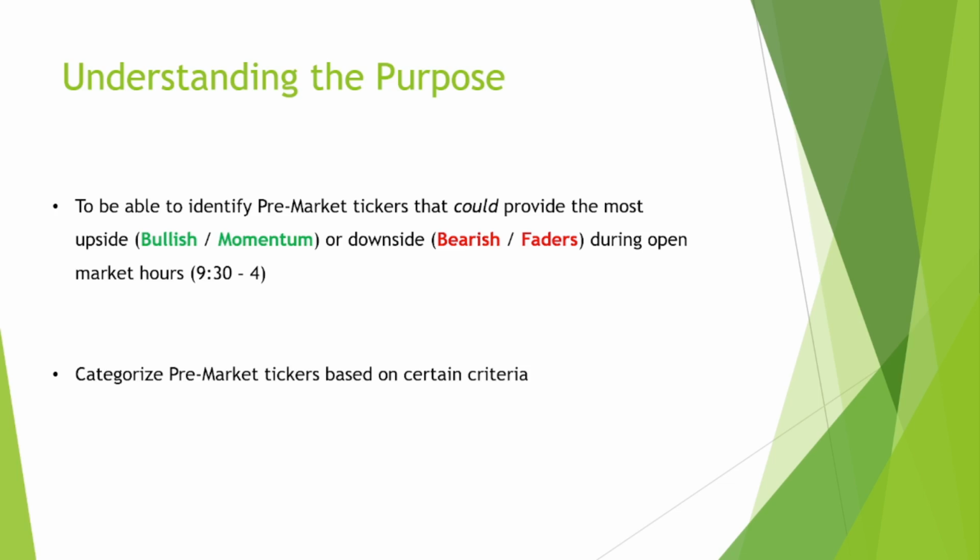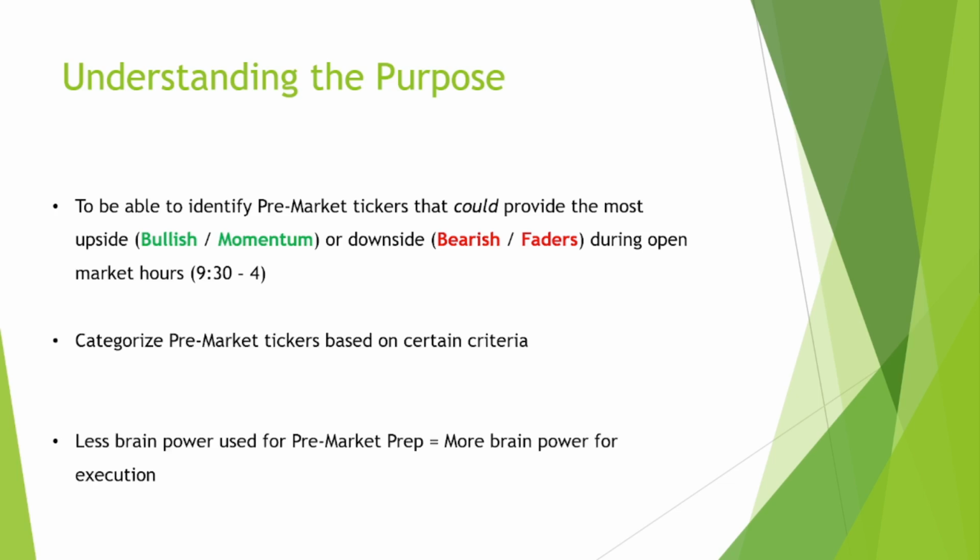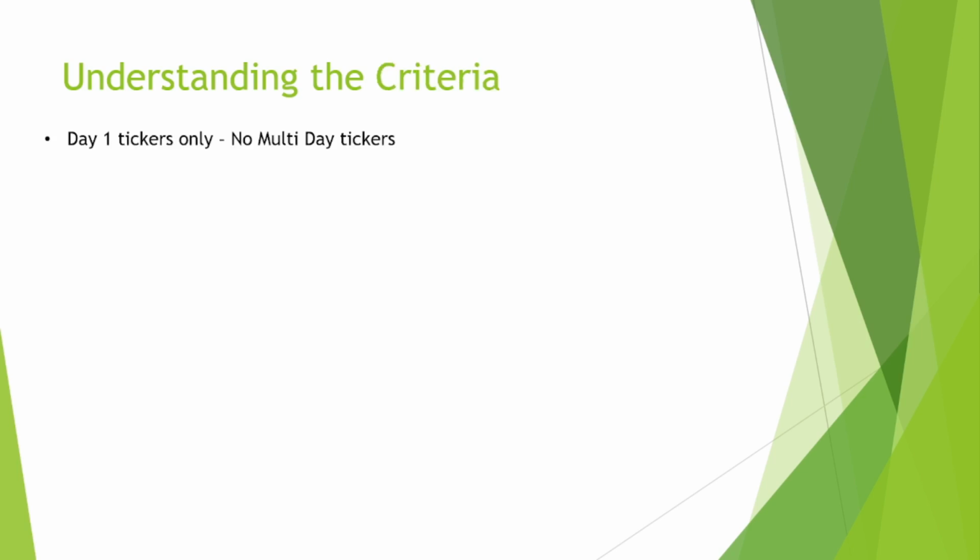We also want to categorize each pre-market ticker into certain buckets. And another main reason we want to do this is for our brain power. The less we spend trying to understand the pre-market, the more energy preservation we have for open market. So here's the criteria that we're going to go off of.